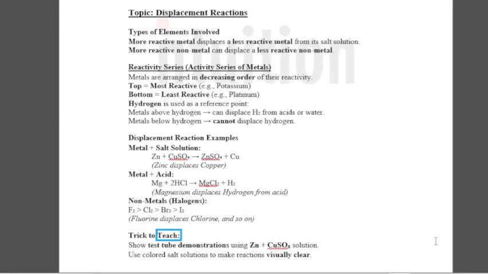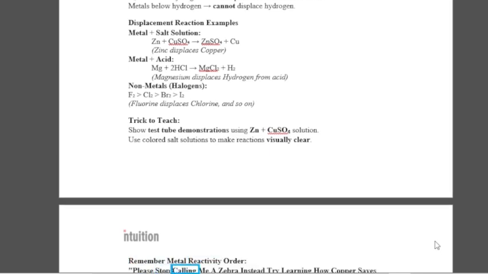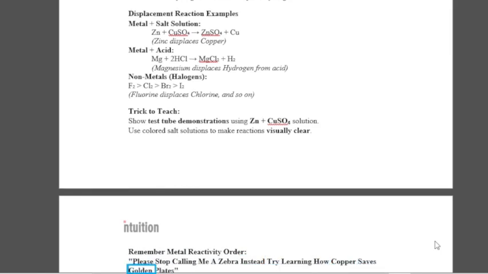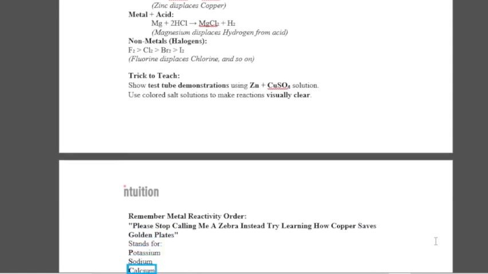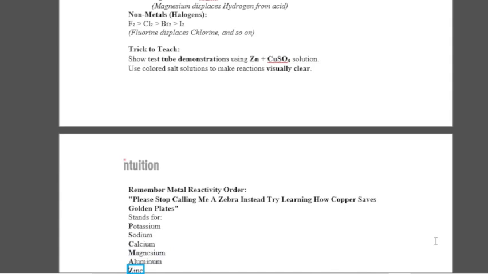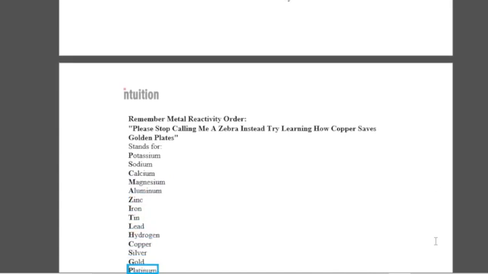Trick to teach: show test tube demonstrations using Zn plus CuSO4 solution. Use colored salt solutions to make reactions visually clear. Remember the metal reactivity order: "Please stop calling me a zebra, instead try learning how copper saves golden plates." This stands for potassium, sodium, calcium, magnesium, aluminum, zinc, iron, tin, lead, hydrogen, copper, silver, gold, platinum.